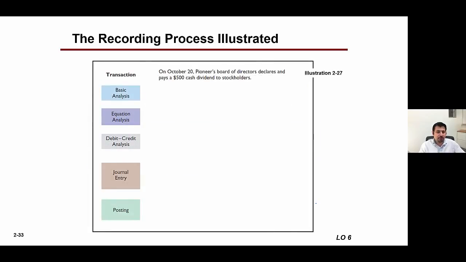On October 20th, Pioneer's board of directors declares and pays a $500 cash dividend to stockholders. What are the accounts that are involved in this transaction? We have cash and dividends. So what happened to cash? The company's cash account has decreased by $500 and dividends have increased by $500.